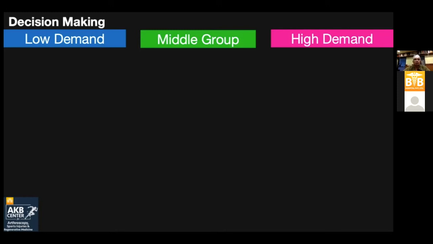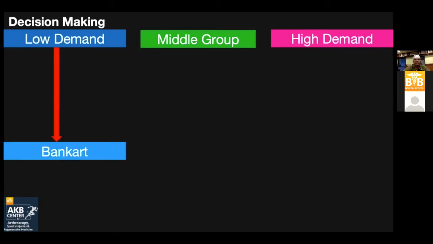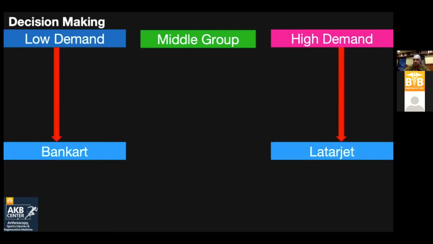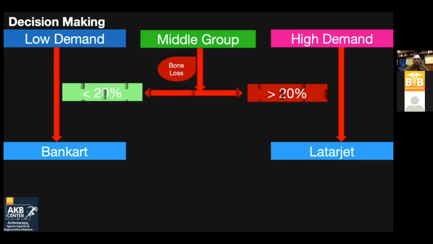For all low demand patients with subcritical bone loss between 20 and 13.5%, we suggest a Bankart repair. For a high demand patient, even if he has 13% bone loss, we suggest a Latarjet procedure. Now the question arises, what to do with the middle group? In this group of people, we have to measure the bone loss. If it is less than 20% bone loss, probably a Bankart procedure is a good choice for that particular patient. If more than 20%, then a Latarjet procedure has to be done.